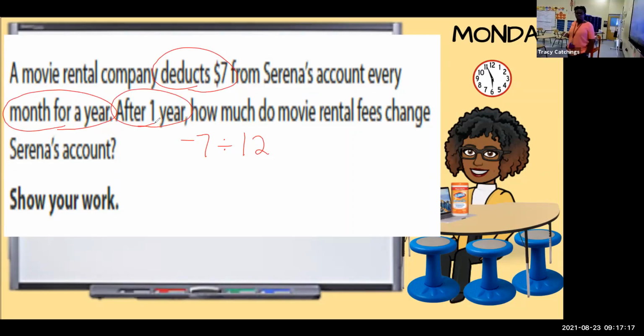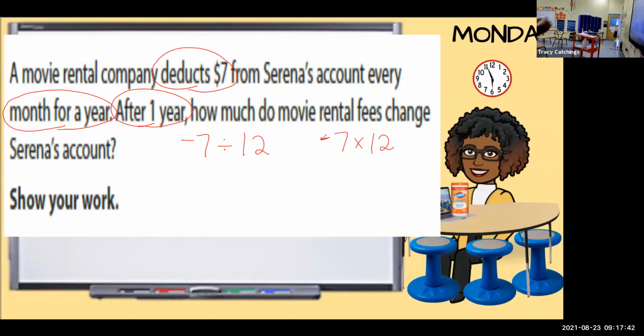All right, did everybody else have the same expression? I think negative 7 times 12. All right, so let's reread. Deduct $7 from our account every month. After 1 year, how much is deducted?